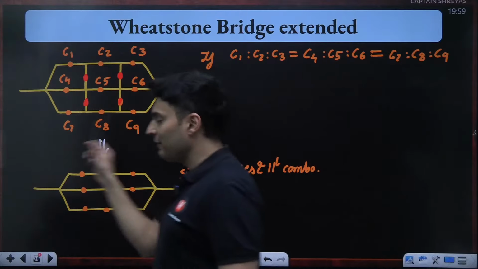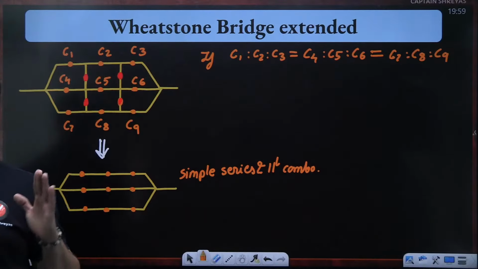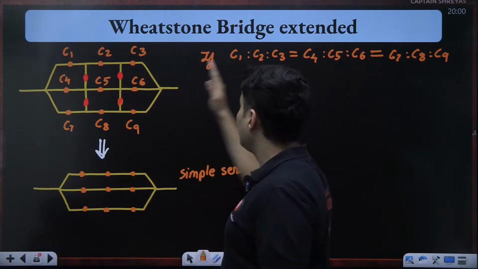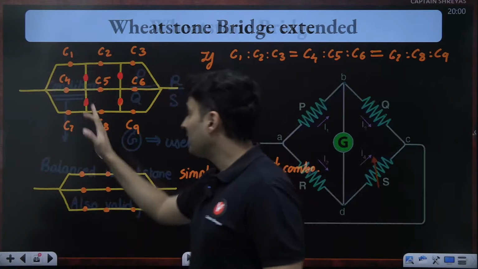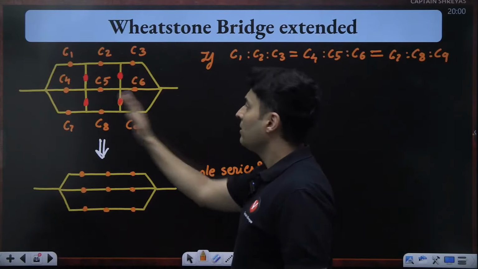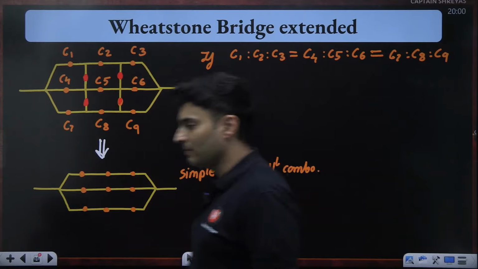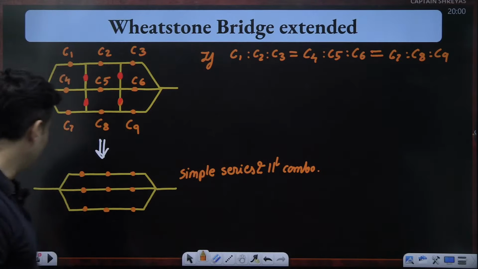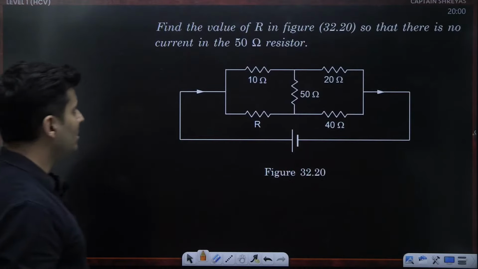This is a very interesting trick, called Wheatstone's method for balancing. It is only valid if they are in the same ratio. Whether there are two resistors, two capacitors, 3, 4, 100, it doesn't matter. The ratio in every branch should be the same. That's all. This is Wheatstone's method. Let's solve some questions based on this.